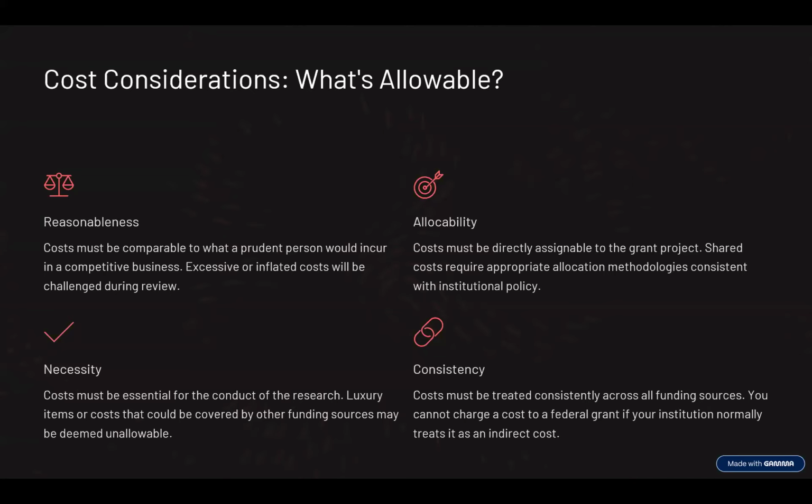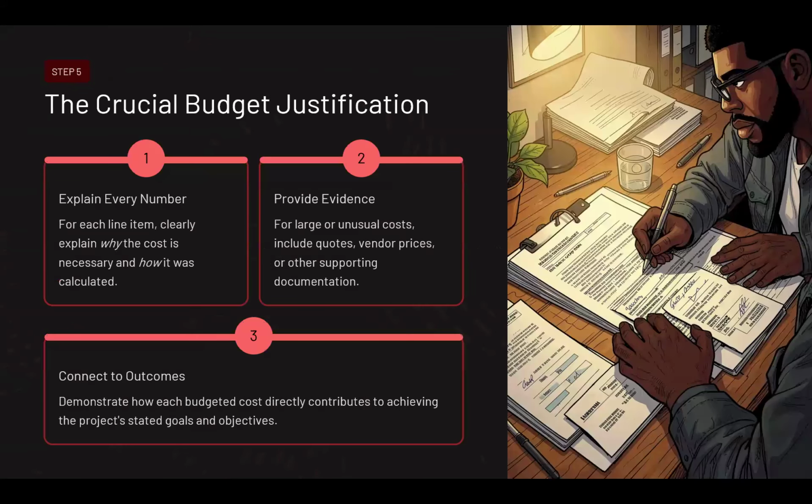You cannot charge a cost to a federal grant if your institution normally treats it as an indirect cost. Like I said, things like utility bills, or paying the accounting officer in the institution, or any other things, those go into indirect costs. So you have to ensure that costs meant to be indirect are not put under direct, and direct costs are not put under indirect. You have to be very careful when dealing with that.